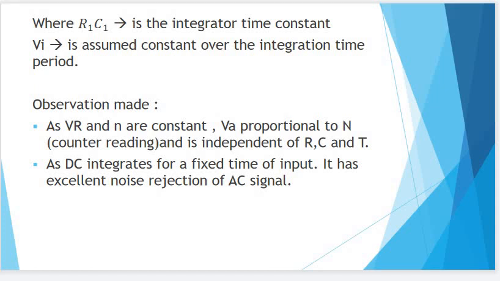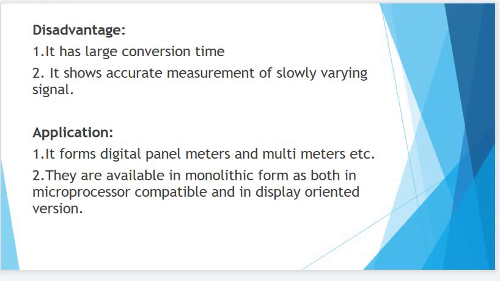Observation made: as the reference voltage and N are constant, VA is proportional to capital N, that is the counter reading, and is independent of resistance, capacitance, and time. The DC input is integrated for a fixed time. It has an excellent noise rejection ratio for AC signals. Disadvantages: it has a large conversion time. It gives accurate measurement of slowly varying signals. Applications: it forms a digital panel meter and multimeter, etc. They are available in monolithic form, both in microprocessor compatible and in display oriented versions.